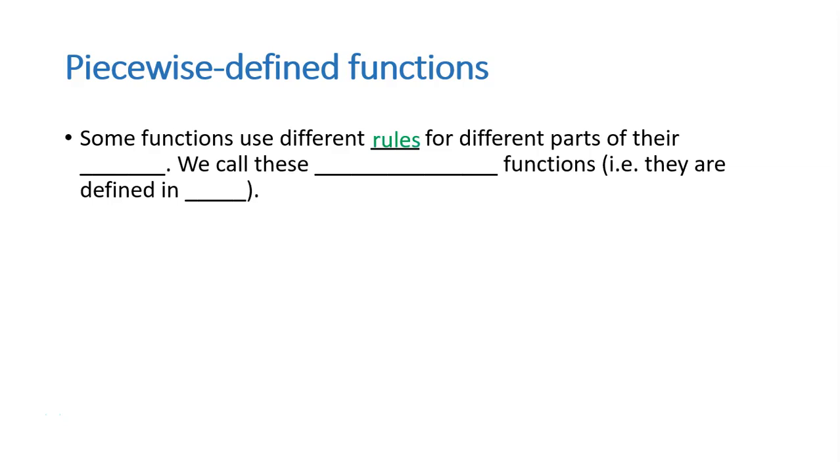So some functions use different rules for different parts of their domains. Remember, the domain is just the set of all things we can plug into the function. So now we're talking about a situation where for different inputs we have to use different rules. We call this a piecewise-defined function. In other words, the function is defined in pieces.